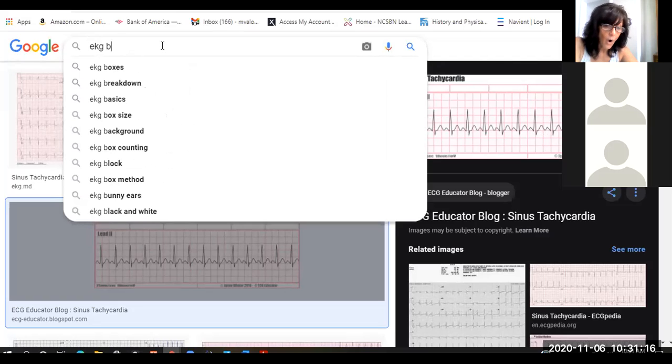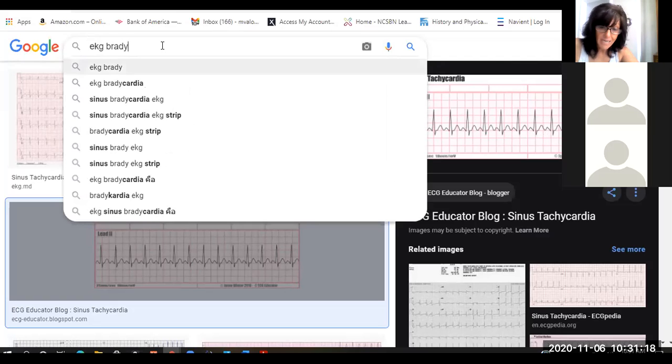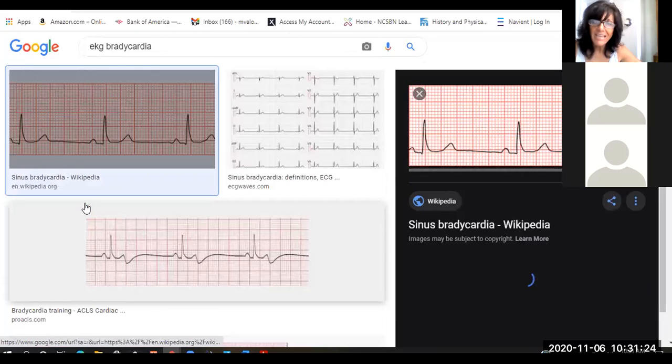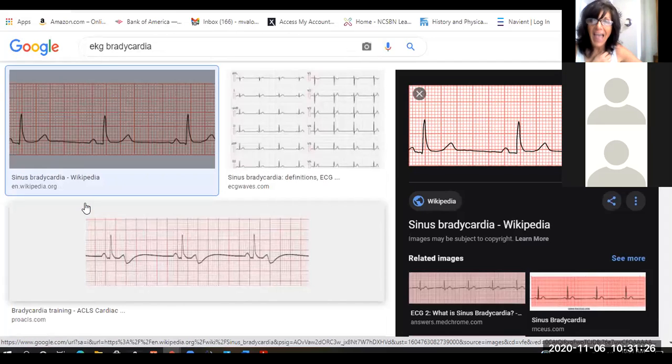If we look at bradycardia, sinus brady, it's going to be the opposite. Look at that. You see how far apart they are? That is sinus bradycardia. The heart is going super slow. A normal heart rate for an adult is 60 to 100 beats a minute.